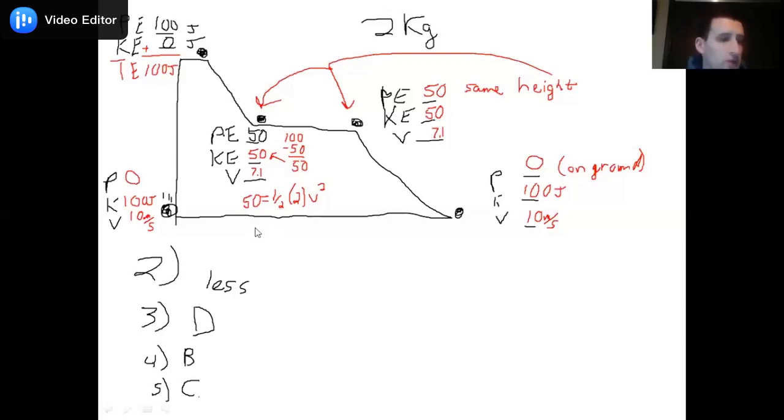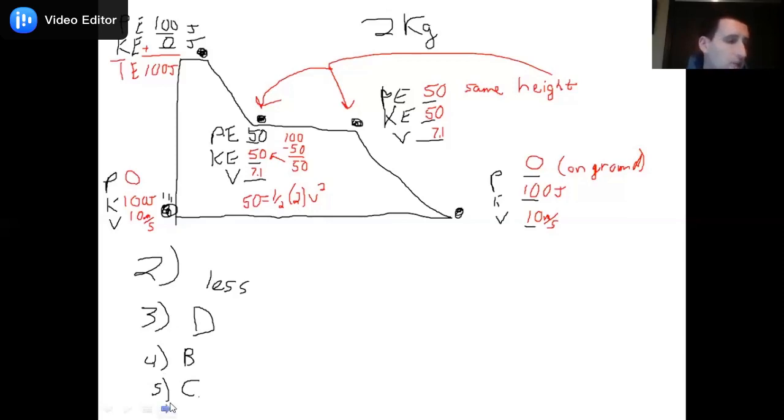Number 2, if friction forces are present on number 1, what's going to happen? Well, some of the energy is going to be taken away by friction, which means we'll have less kinetic energy at the end and we'll be going slower. So the answer to this question, would the energy of the ball just prior to striking the ground be the same or more or less? It would be less because friction would take away some of that energy.